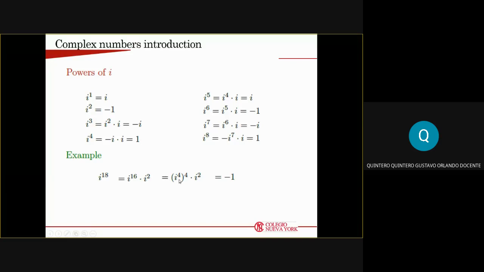So i to the 4th power is 1. 1 to the 4th power is 1 as well. 1 times i to the second power is i to the second power. And that will be negative 1. Did you see what I did? All right. Go ahead and write it in the chat, please, if you understood this. If you didn't, you can just let me know and I can explain.